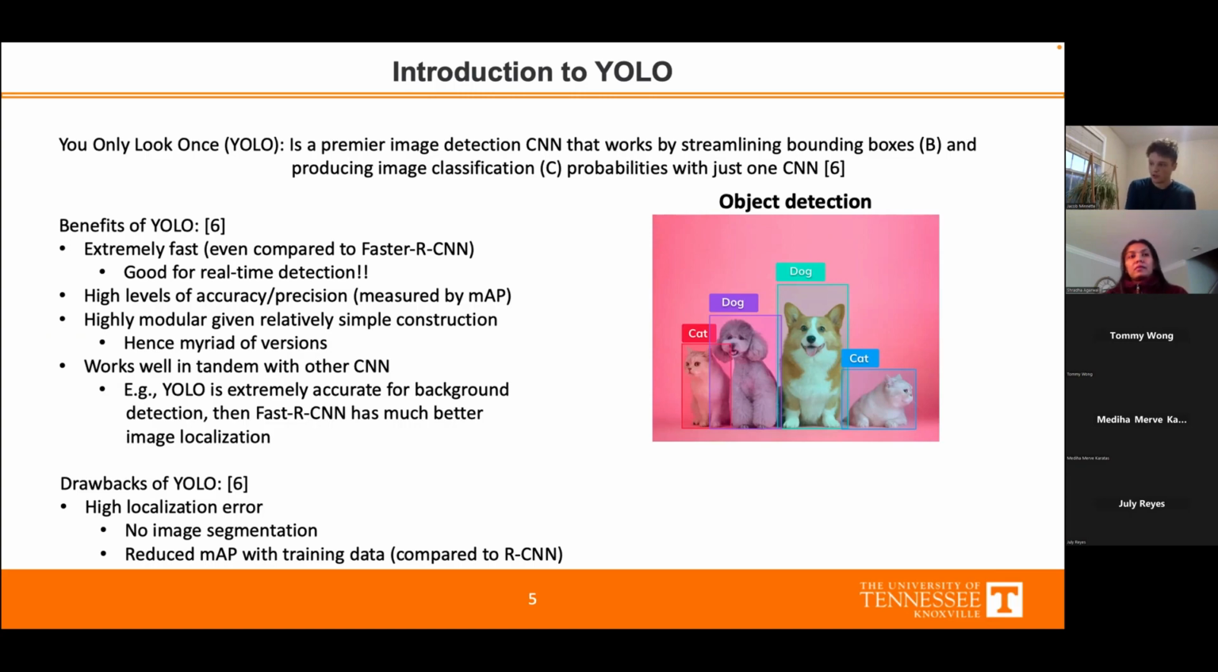The drawbacks of YOLO are as follows, again, related to localization. The largest source of error that Redmon, the original lead author of YOLO, identified was its localization problem. YOLO also offers no sort of image segmentation. It just gives you a rough bounding box. And the actual mAP data point with all the training data is typically reduced compared to more complex R-CNN type ML frameworks.